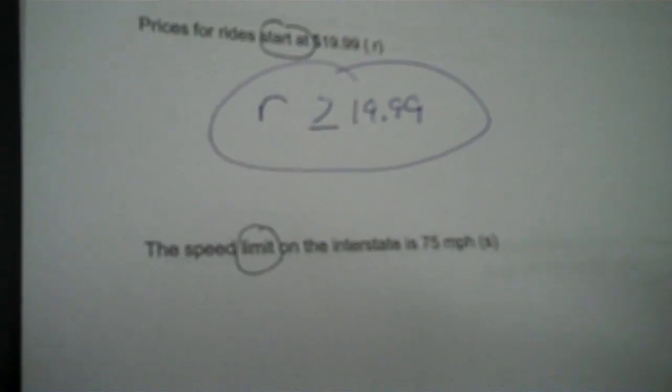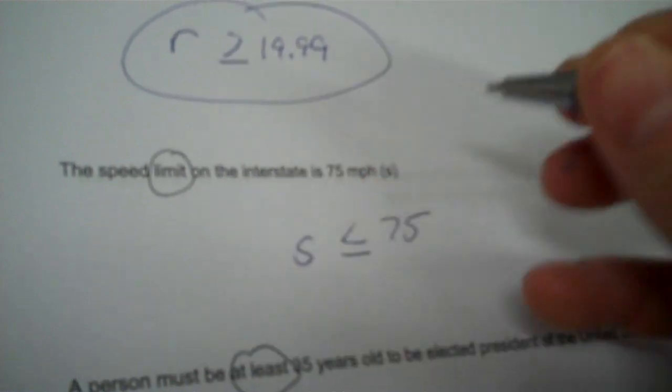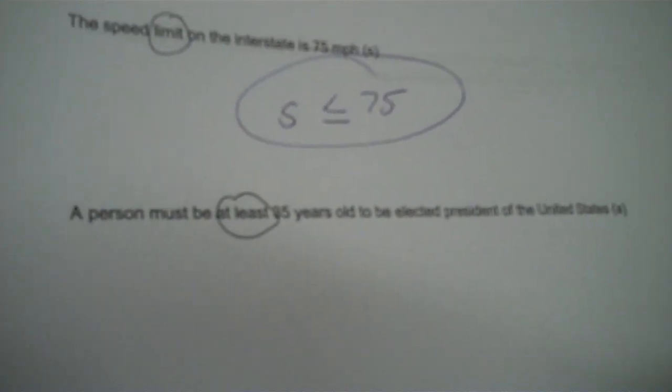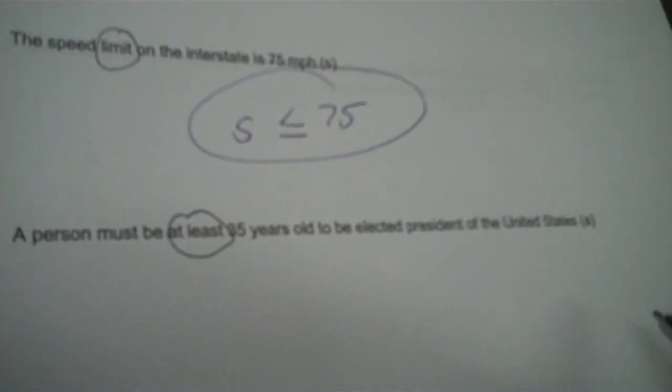Speed limit on the interstate is 75 miles per hour. So limit is less than or equal to 75, and then S. A person must be at least 35 years old to be elected President of the United States. So at least means greater than or equal to.